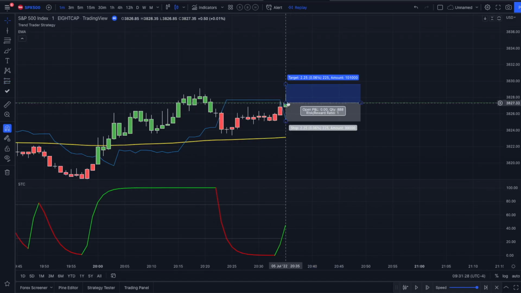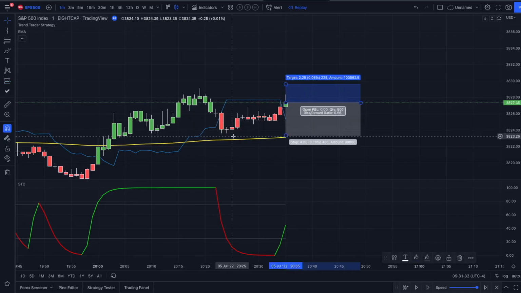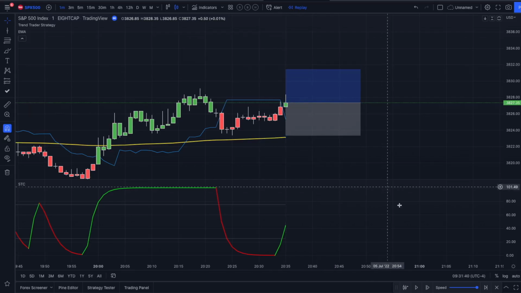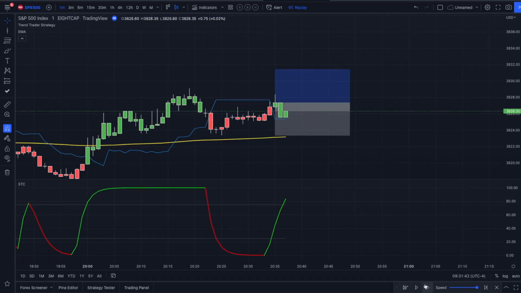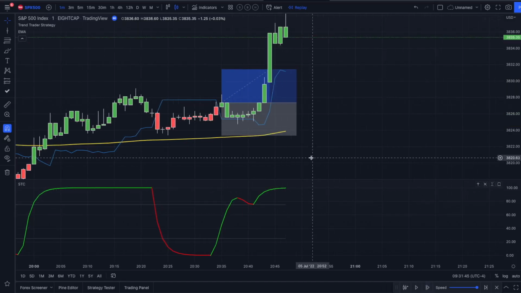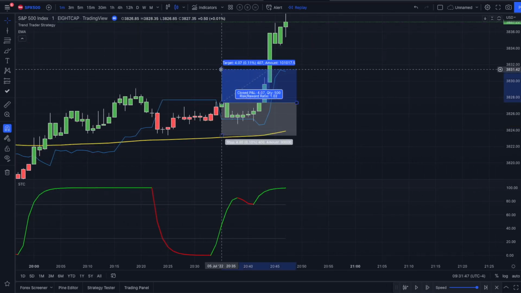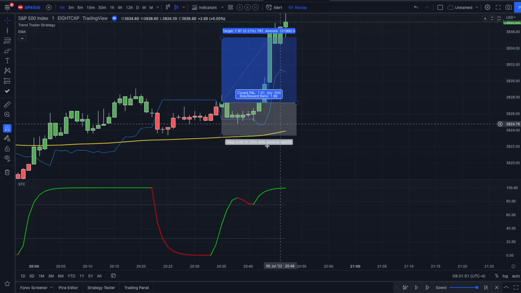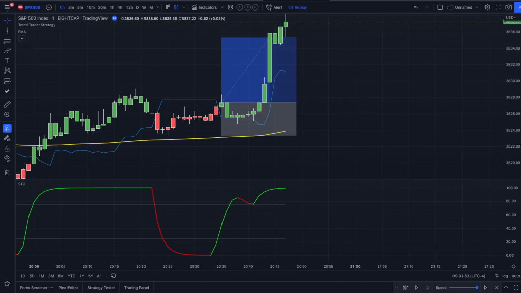We are going to place our entry right here, enter the position, and place our stop loss at the most recent swing low. We are going to be targeting a simple 1-to-1 risk reward ratio and see how this trade plays out. And we see that was a winning trade. We could have even gone for a higher risk to reward, but that's all up to your trade management.